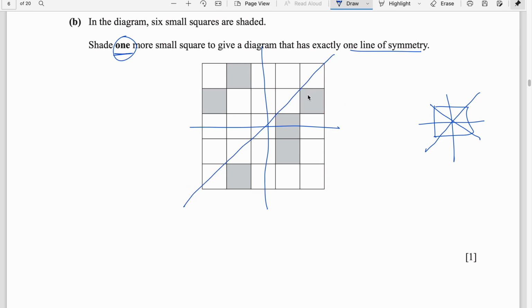Let's try this third one. Again 1, 2, 3, 4, we'll have to shade 2 on the other side. Now let's try this last line if it works. So these two are balanced. These two are balanced. This is cut in half and yes. So we will shade this part right here to make one line of symmetry.